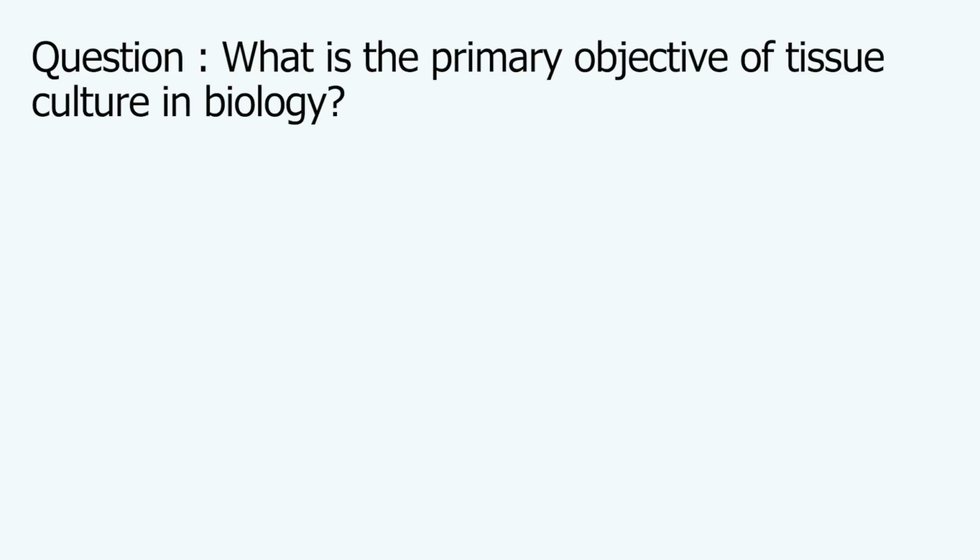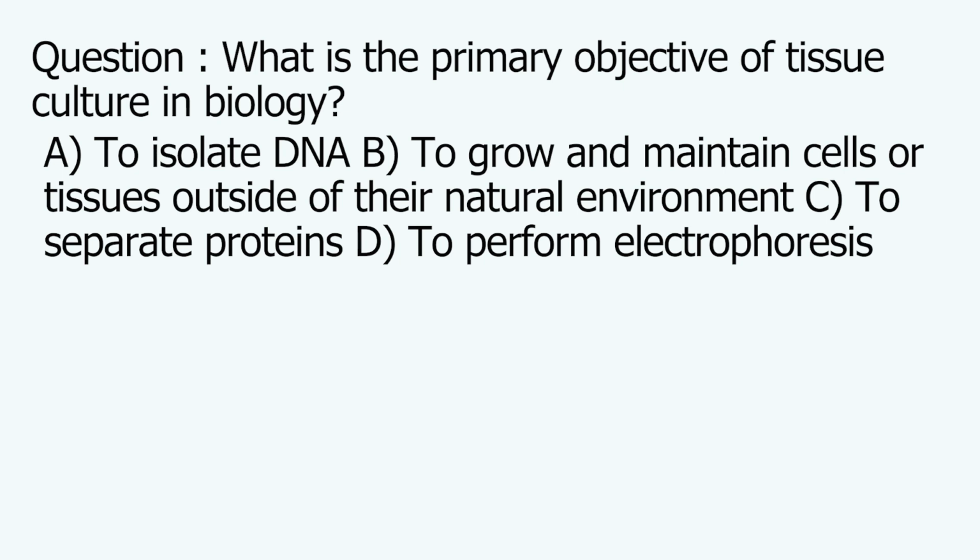Tissue culture. Question 9. What is the primary objective of tissue culture in biology? A. To isolate DNA. B. To grow and maintain cells or tissues outside of their natural environment. C. To separate proteins. D. To perform electrophoresis. Answer.